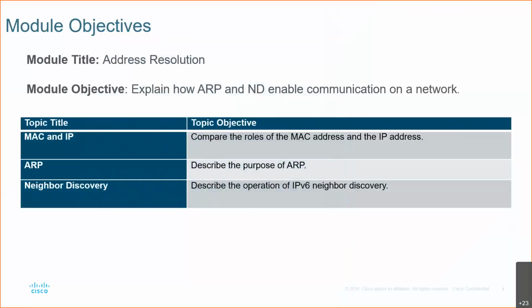So we'll be looking at MAC and IP address, both for IP version 4 and IP version 6. We will see the roles of MAC address and IP address. And then we will look at address resolution protocol. Why do we need ARP? Very simple. We need ARP because of IP version 4 addresses. Why do we need ND? Again, we need ND because of IP version 6 addresses. So today's lesson is actually very straightforward and short.